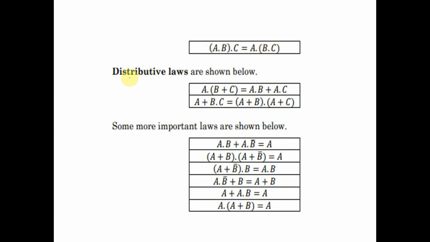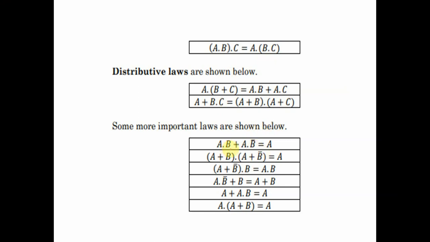Now the next law is the distributive law. The first law is A dot (B plus C), which is A multiplied with the bracket B plus C. So A multiplied with B plus A multiplied with C. And now A plus BC is equal to, in the first bracket A plus B, and in the second bracket A plus C. These are some distributive laws, and these are some important laws. Questions are asked to prove the LHS and RHS sides.